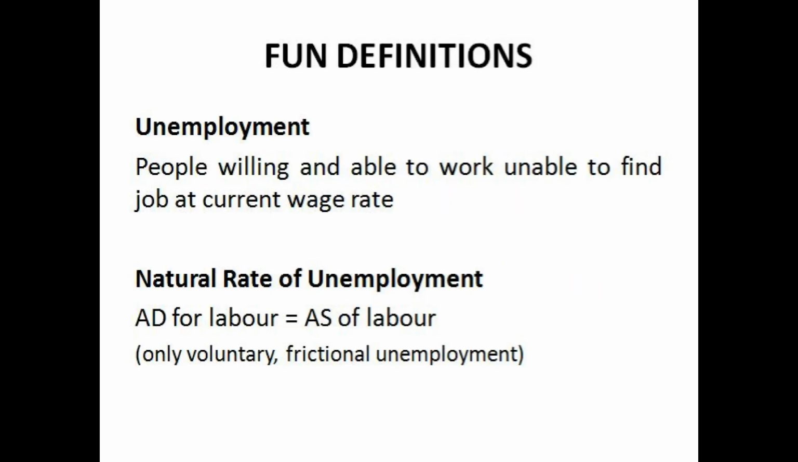For unemployment, we can use the same definition that we used at GCSE and AS level. It's just when there are people who are willing and able to work who are unable to find jobs at the current wage rate. So for example, June might be trained as a builder, she might be all ready and raring to go, and she can't find a job. The only work she's offered is illegal work earning £3 an hour.